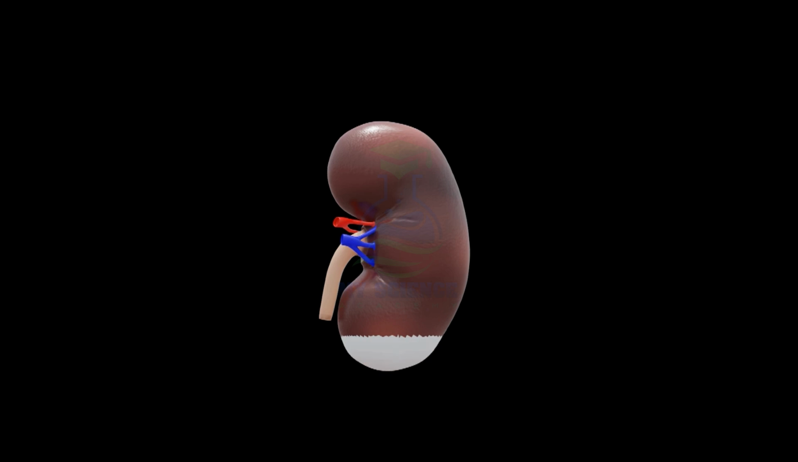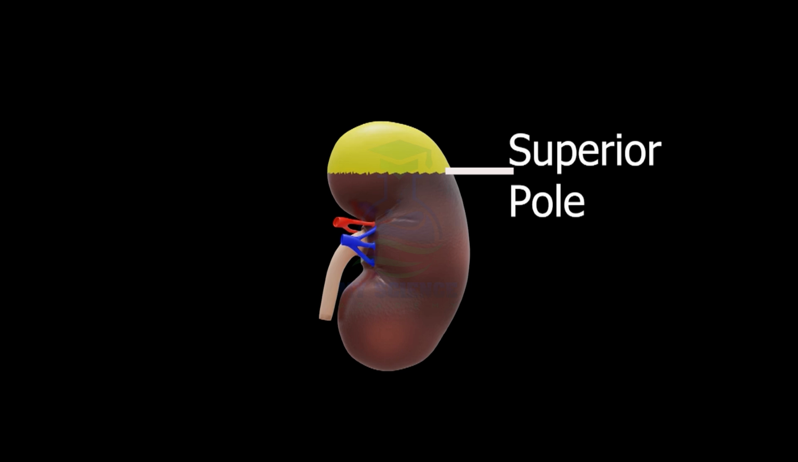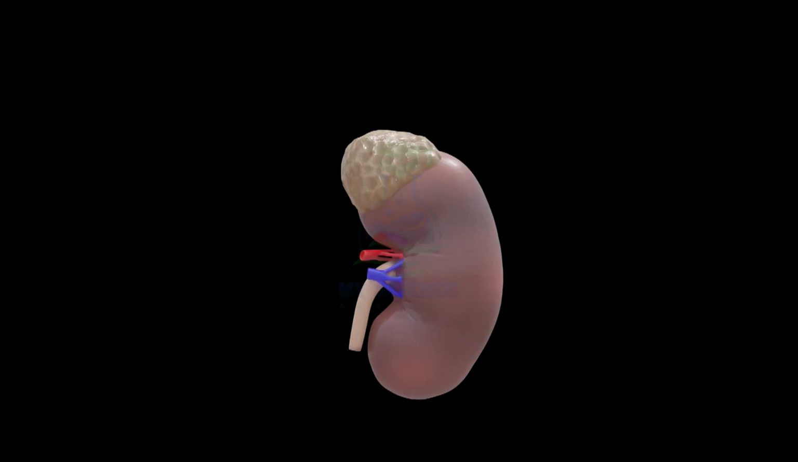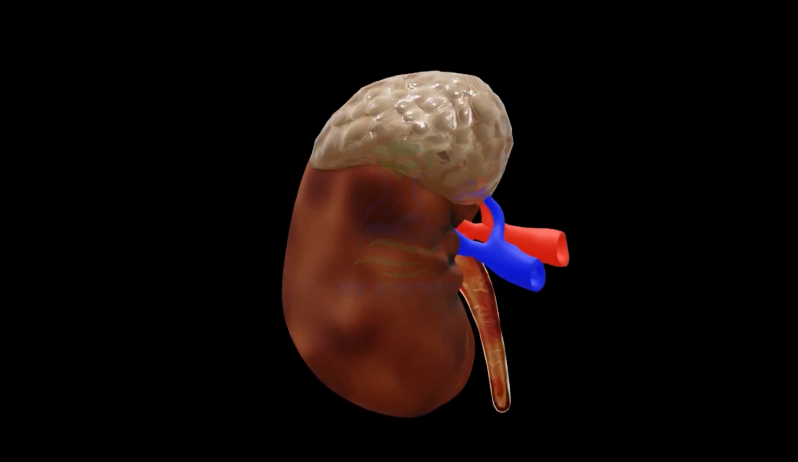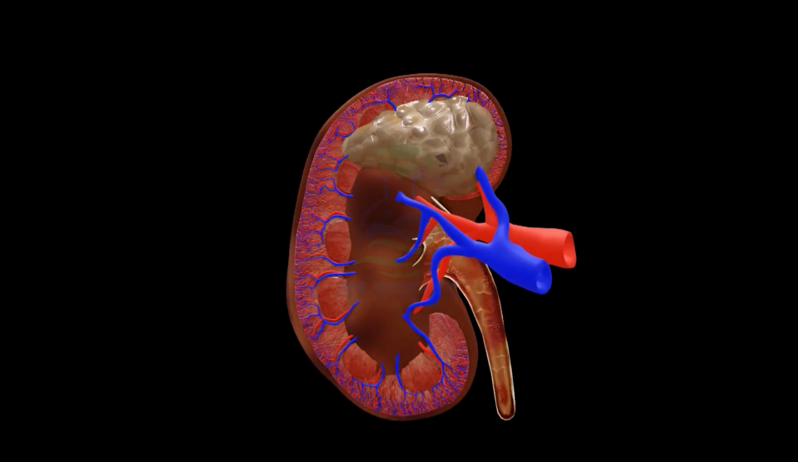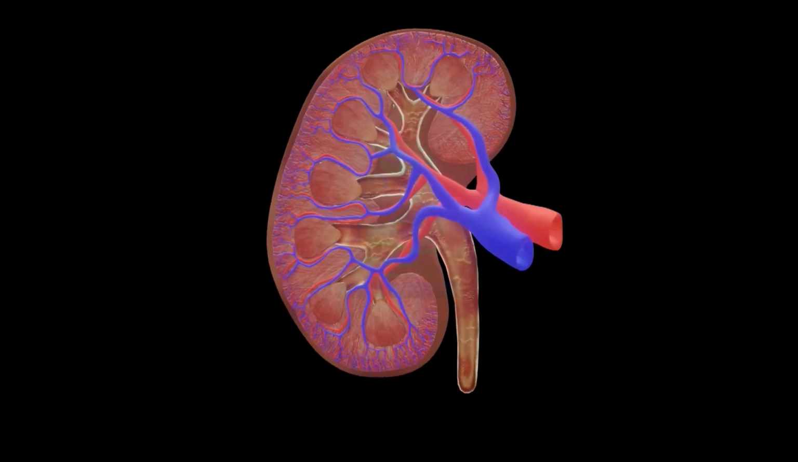The kidney has an inferior pole and a superior pole. On the top of the kidney, a cap-like structure is present that is known as the adrenal gland. This adrenal gland is responsible for secreting various hormones that perform different kinds of functions. Now I will open the kidney to study the internal anatomy of the kidney.